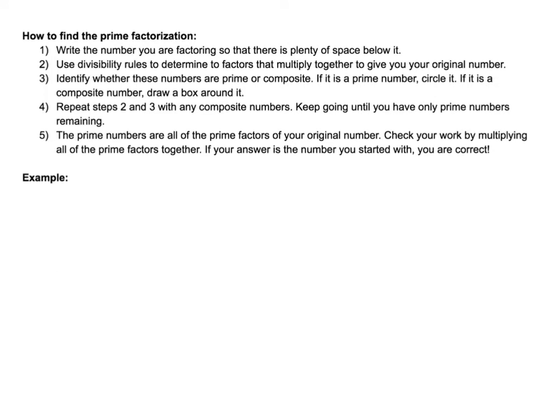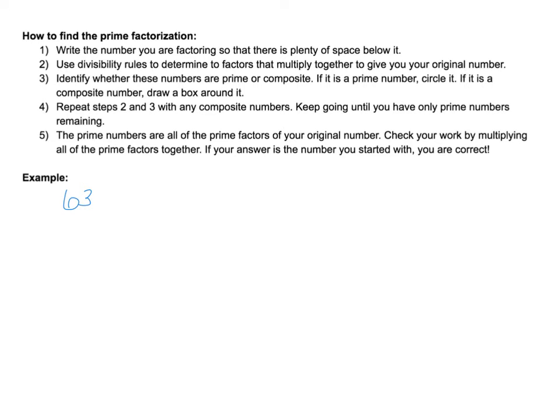All right, now in order to find our prime factorization, we have several steps that we're going to need to follow. The first thing we're going to need to do is to write our number so that there's plenty of space below it. Then we're going to come up with some factors that multiply together to give us the number we started with. And then we're going to go from there. But as we go through these steps, I think it's going to be important to see an example so that we can understand what those steps mean. So let's try the number 63.